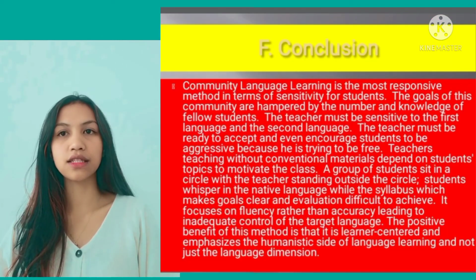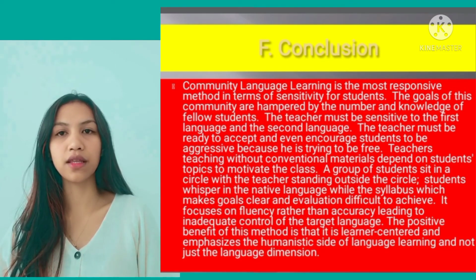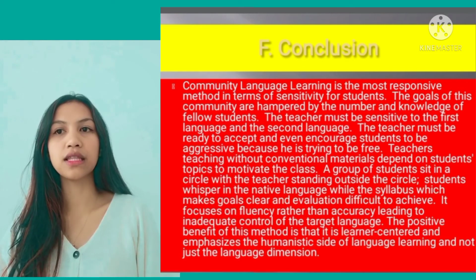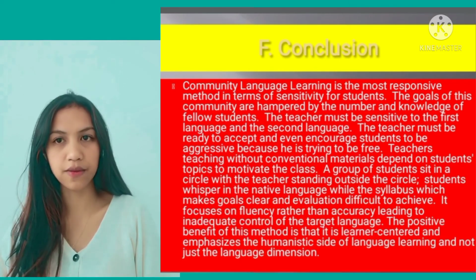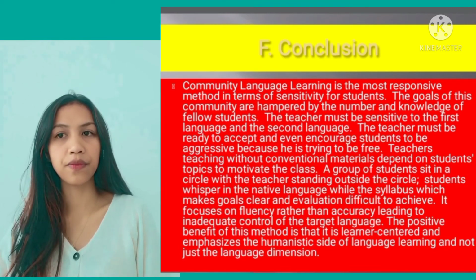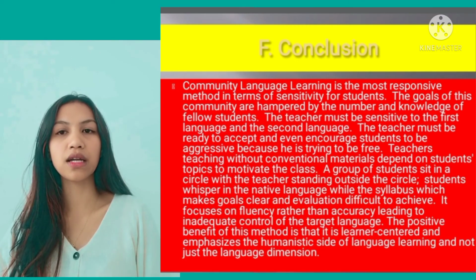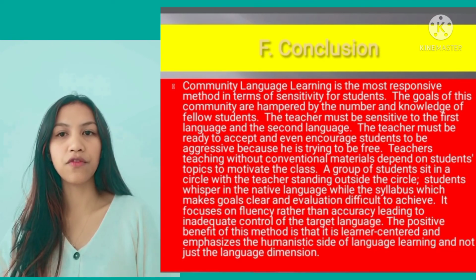And the last is the conclusion. Community language learning is the most responsive method in terms of sensitivity for students. The goals of this community are shaped by the number and knowledge of the fellow students. The teacher must be sensitive to the first language and the second language. The teacher must be ready to accept and even encourage students to be aggressive because he is trying to be free. Teachers teach without conversation material and depend on students' topics to motivate the class.